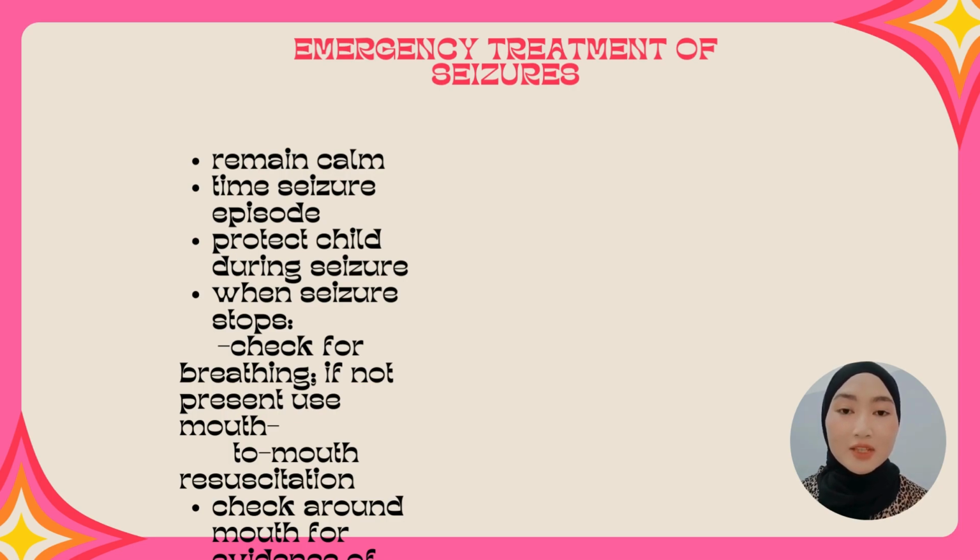If it's not present, then we have to do mouth-to-mouth resuscitation. The fifth one is to check around the child's mouth area for anything suspicious that indicates poisoning. The sixth one is to remain with the child. The last one is to seek help if the child is not breathing.